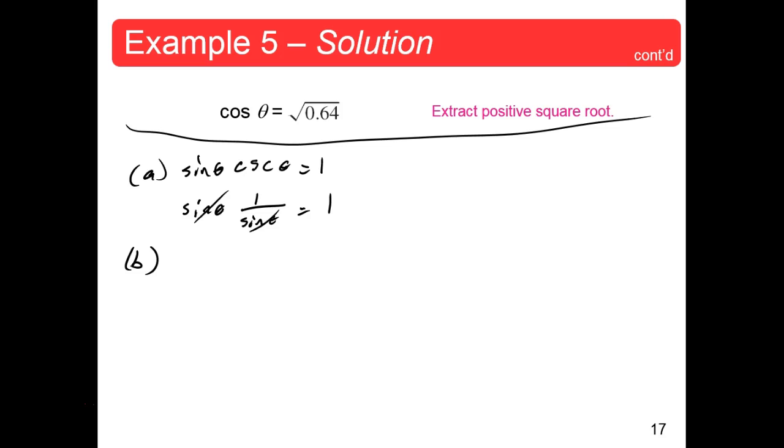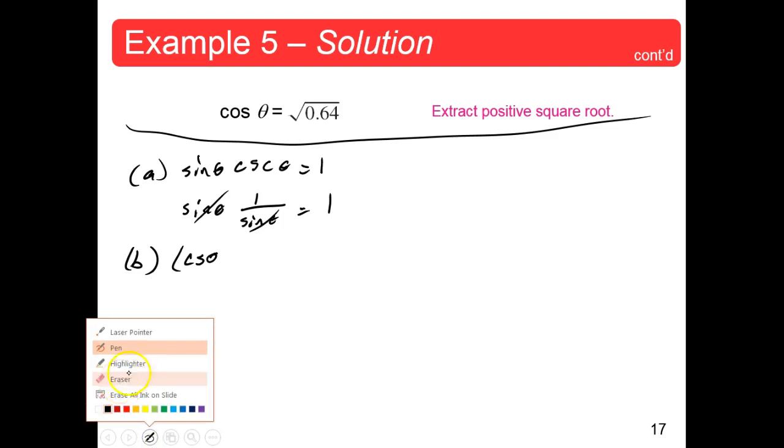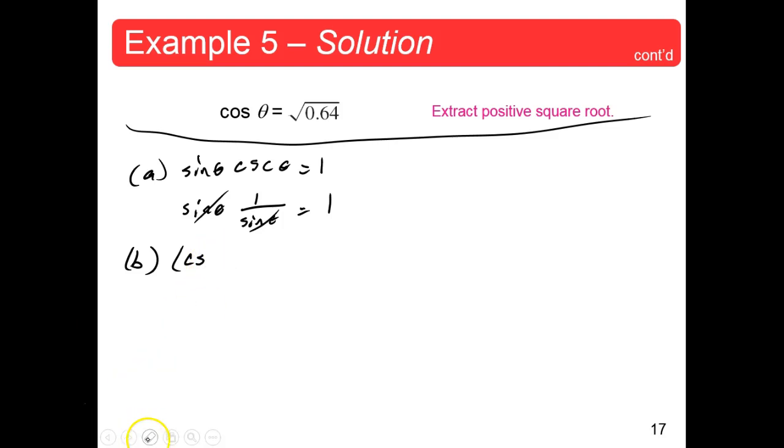Let's look at B. Here is cosecant theta plus cotangent theta times cosecant theta minus cotangent theta. And they claim that's equal to 1. Goodness, they're stuck on 1, aren't they?